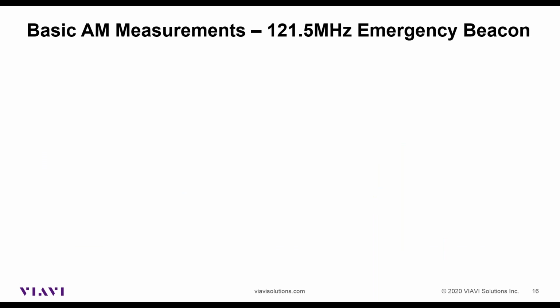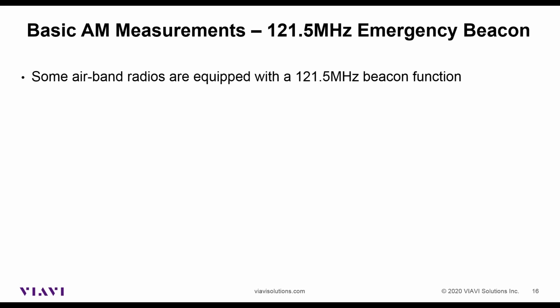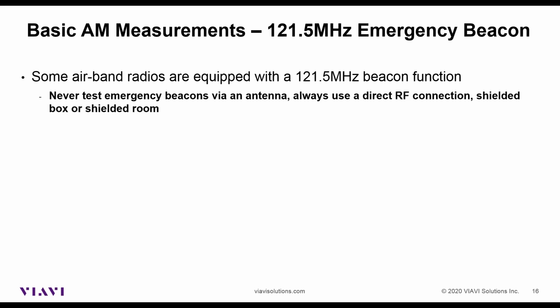Now, the radio I've got here is a portable airband transceiver. It does have an emergency beacon function, a 121.5 megahertz beacon. It doesn't have the 406 megahertz satellite beacon. But if I push that, it will automatically go to that frequency and can be used as an emergency alert or as a homing beacon. What I always say to people is never test beacons using the antenna on the radio. Always use a direct RF connection, or a shielded box, or a shielded room, or two or three of those combinations.